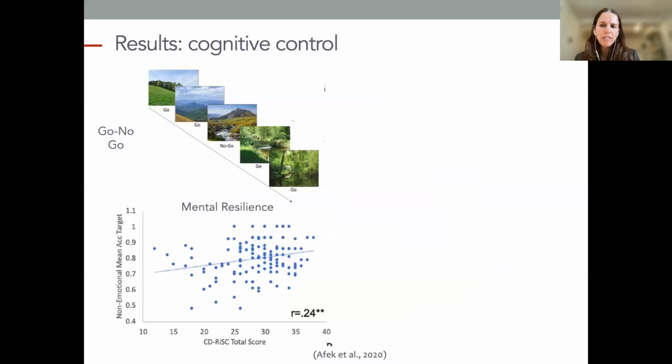So the initial exploration, the initial check that we did, we looked at just the baseline data, not the EMA data for now. And we looked for this known association between cognitive controllability and mental resilience. And indeed, we found it. So it looks that for more resilient participants, they have a better cognitive control ability if they do the standard, the basic non-emotional go, no-go task.